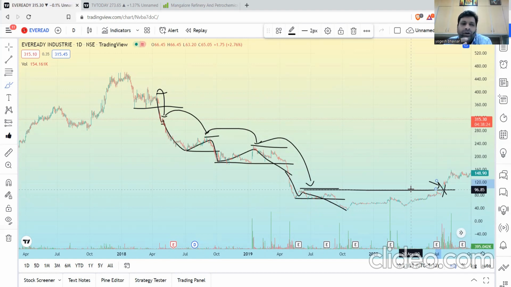I am more of a swing trader, so I love trailing stop losses more because it gives you a very good swing in a couple of months or something like that, and it lets me stay in the trade for the longest time.